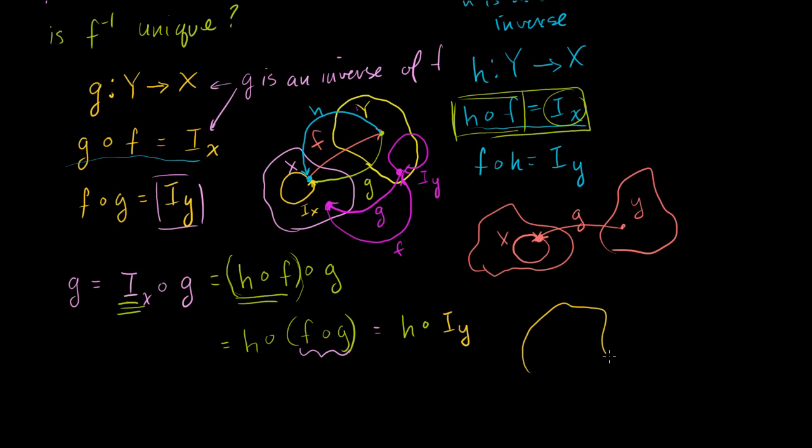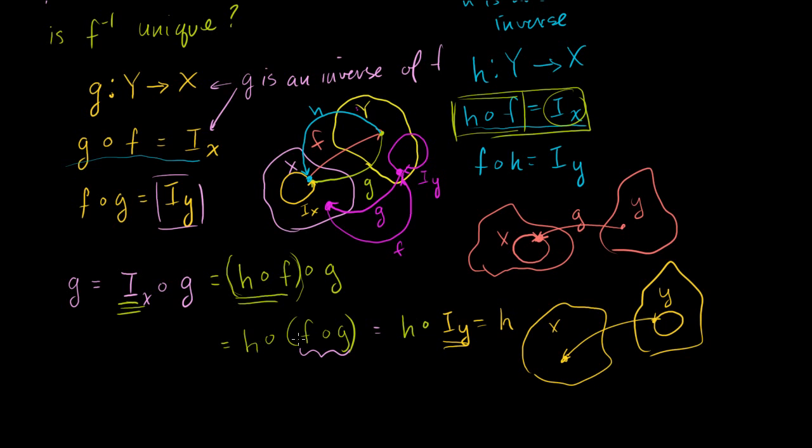So let me redraw it. So that's my x, and that is my y. H takes some element in y and gives me some element in x. Now, if I take the composition of the identity in y with h, I take some element in y, I apply the identity function, which essentially just gives me that element again, and then I apply h to that. That's the same thing as just applying h to begin with.